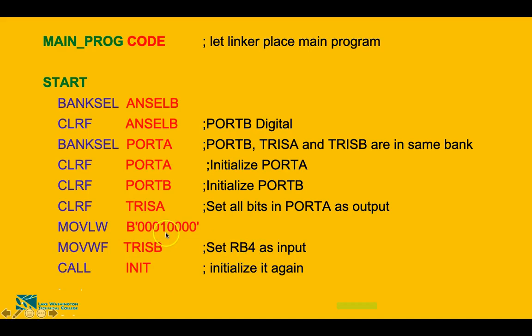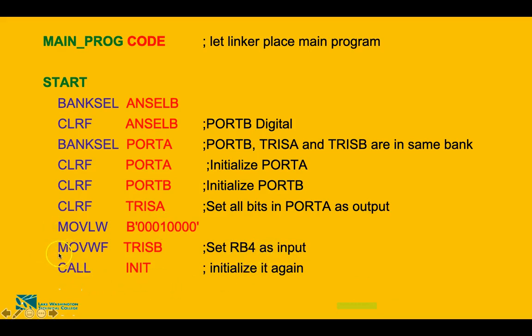And what happens if you put 0 here? All these 8-bit numbers are 0. That means in that case your RB4 will be cleared and it will act as an output in that case. But here you are just giving 1, so that's why it will act as an input.